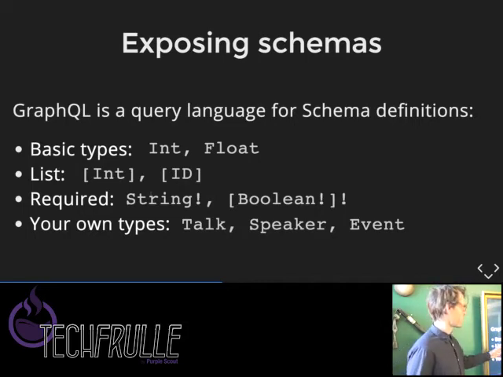Of course, this is just the basic stuff. These are the leaf nodes of your graph, I would say, but you compose things with your own types. And in this case, just three simple examples: talk, speaker, and event.